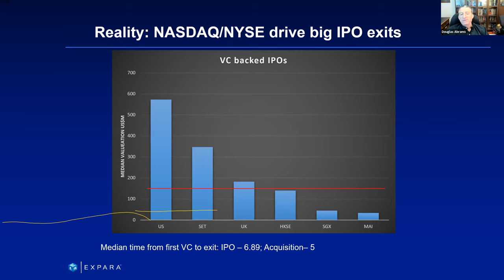Meaning what? Meaning forget about regional exchange listings. Regional exchange listings have a lot of problems, which I'll talk about in a minute, but basically trade sale or NASDAQ IPO are the two reasonable exit strategies for startups. At the bottom of this chart, you can see the time to exit. So acquisition is about a 5-year average after seed funding, and IPO almost 7 years.